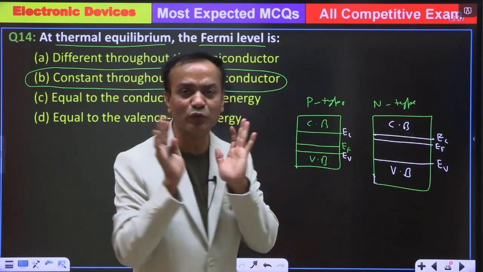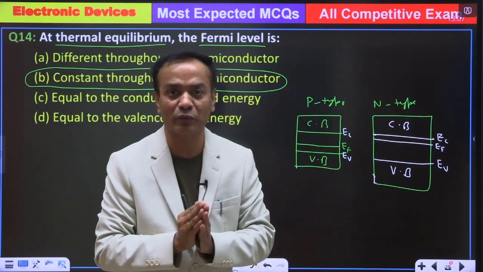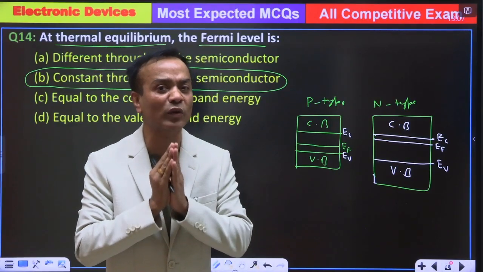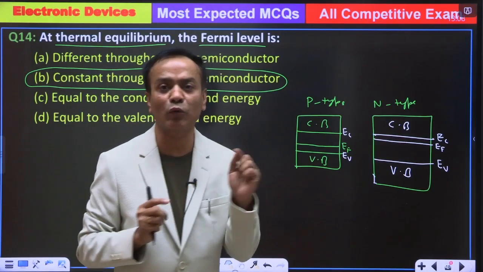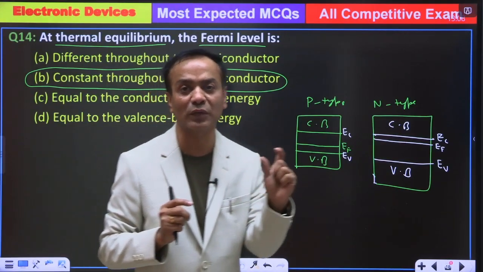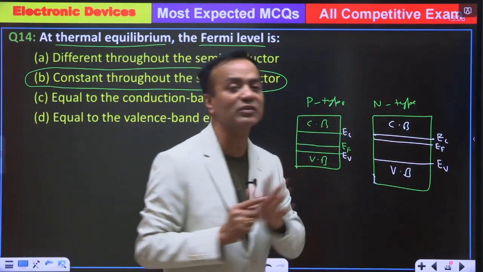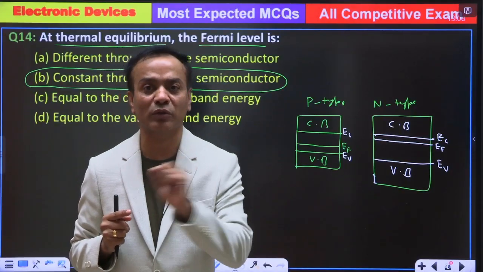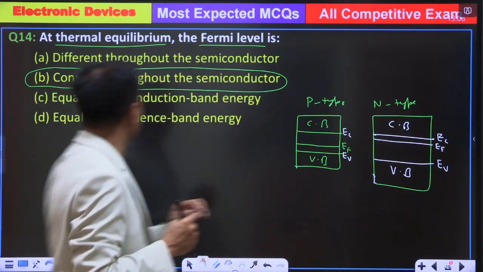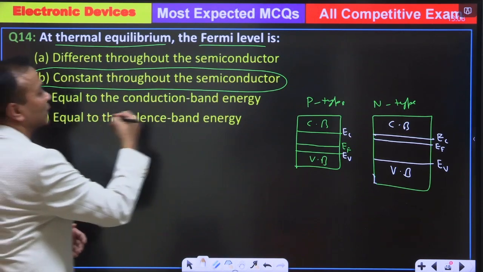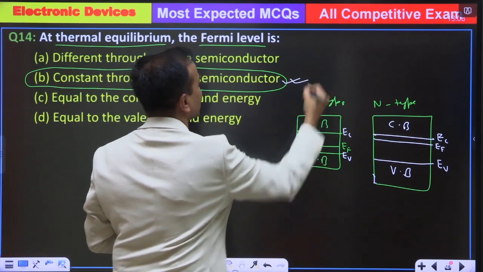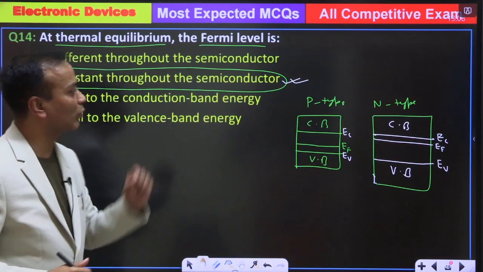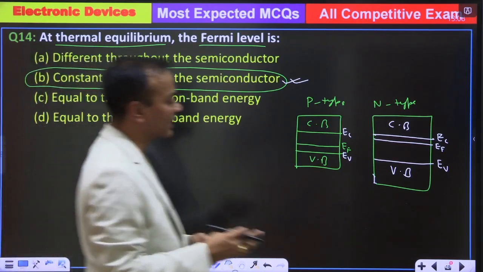So here we should just know that at thermal equilibrium, or under no conduction where no current is flowing through the material or the device, in that situation the Fermi energy level will be constant throughout the device and the material. Due to that reason, option B is the right answer for this question. You must note down these points also. So now we'll see the next.